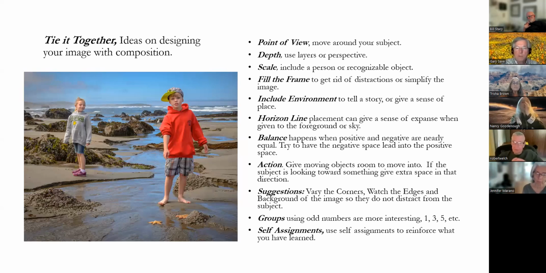Suggestions: vary the corners. Watch the edges and background of the image so they do not distract from your subject. Groups: using odd numbers is more interesting, 1, 3, and 5. I even saw that there was a rule of odds, which is 1, 3, 5. I got that initially from learning about bonsai plants. The Japanese always make their bonsai plants with an odd number of limbs on them.